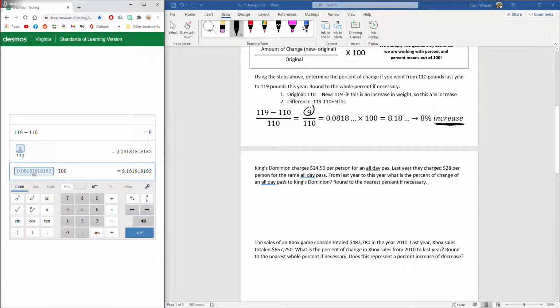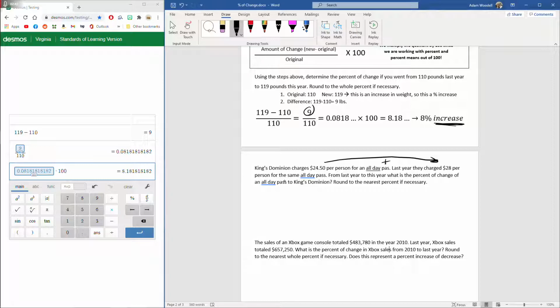Kings Dominion charges $24.50 per person for an all-day pass. Last year they charged $28 per person. So right away it's going up, right? To get from 24 something to 28, that's a positive change, right? It's going to be an increase. They got to make money somehow. From last year to this year, what is the percent of change of an all-day pass to Kings Dominion?